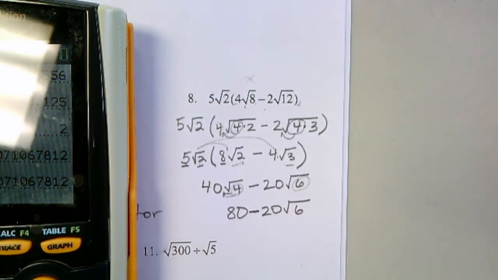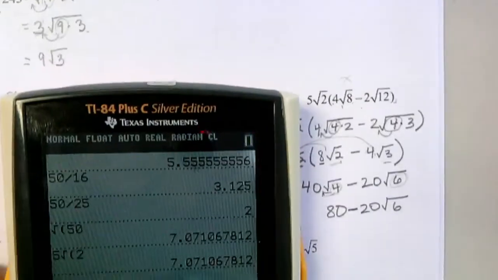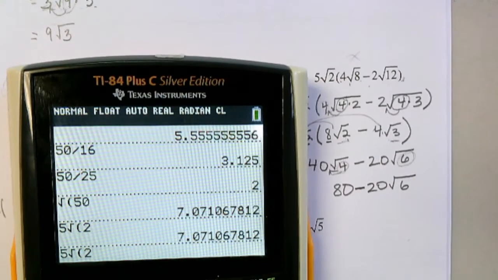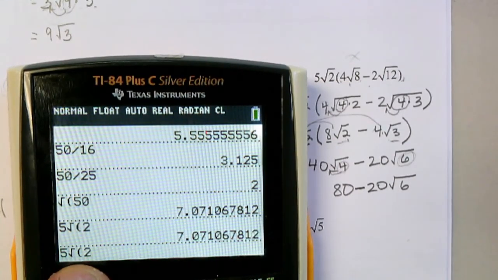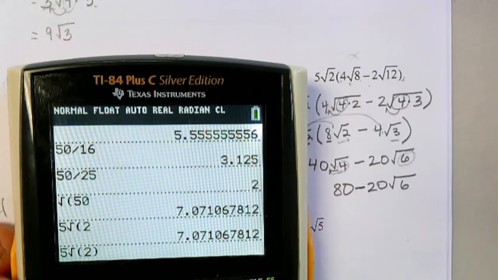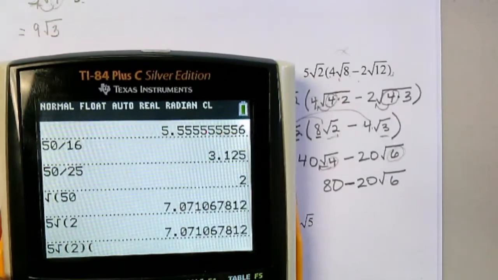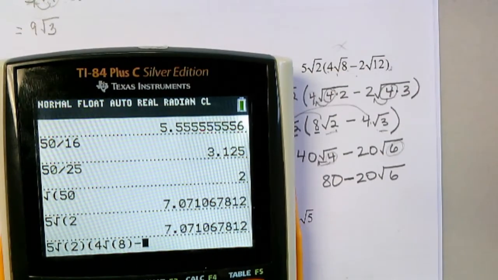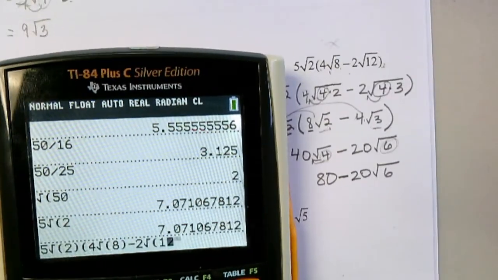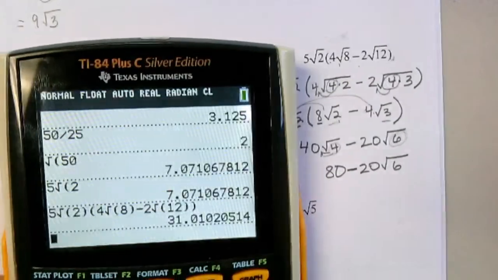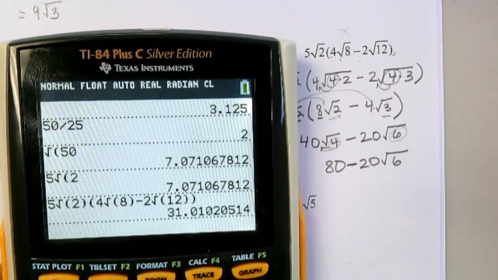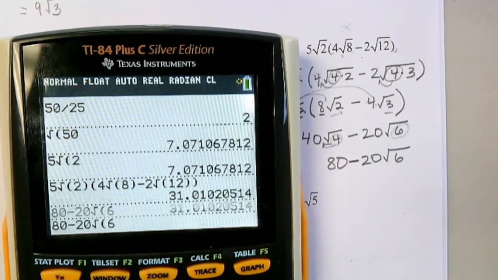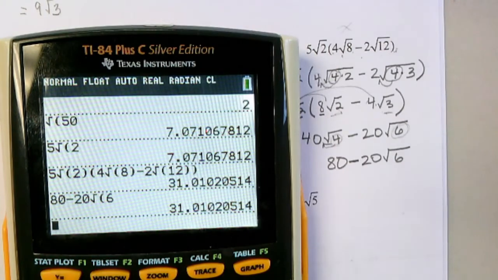Okay? Now again, I can check that by doing this. If I do my calculator, I'm going to plug this in. 5 square root 2. Now you notice in mine I've got that parenthesis open. I'm going to close my parenthesis. Okay, some of you don't have the parentheses, but I'm going to close that there. And I have 4 square root 8 minus 2 square root 12. Okay, what is that? Approximately 30.01. If I do 80 minus 20 radical 6, 30.01. I have done it correctly.